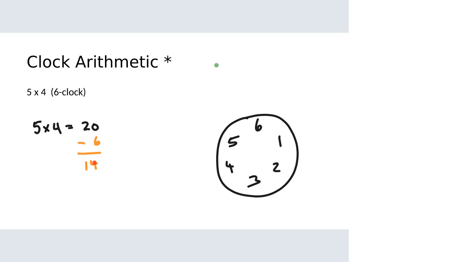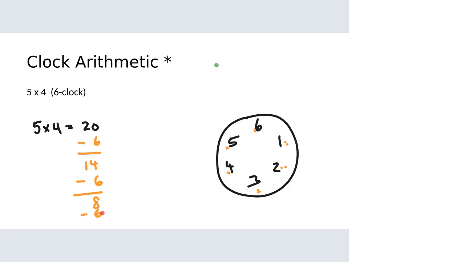Well, 14 is in the same place as 20. The problem is 14 is not on my clock either. My clock only has 1, 2, 3, 4, 5, and 6 on it. So the answer can't be 14. So I'm going to have to subtract 6 again. That gets me to 8. And 8 would also be in the same place. The problem is my clock only has 1 through 6 on it. So 8 is no good.